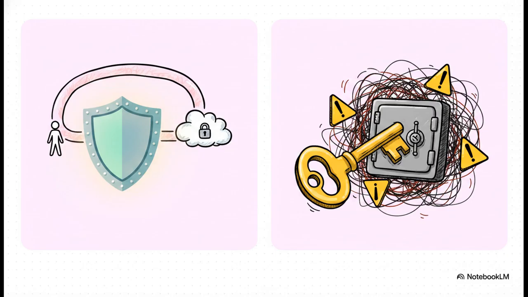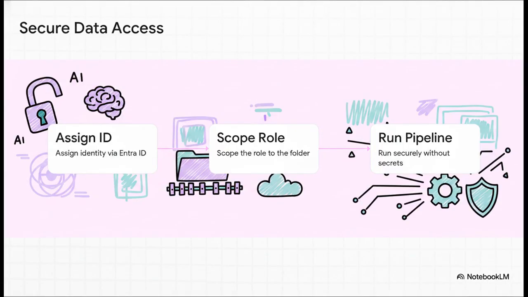It's a real game changer. And this brilliantly illustrates how you can lock down your AI workloads without hard-coding a single password. It's really just 3 steps. First, you assign the managed identity. Second, you scope the role assignment specifically to the folder-level structure in your data lake. And third, you run your pipeline securely. It perfectly satisfies those strict enterprise security requirements.